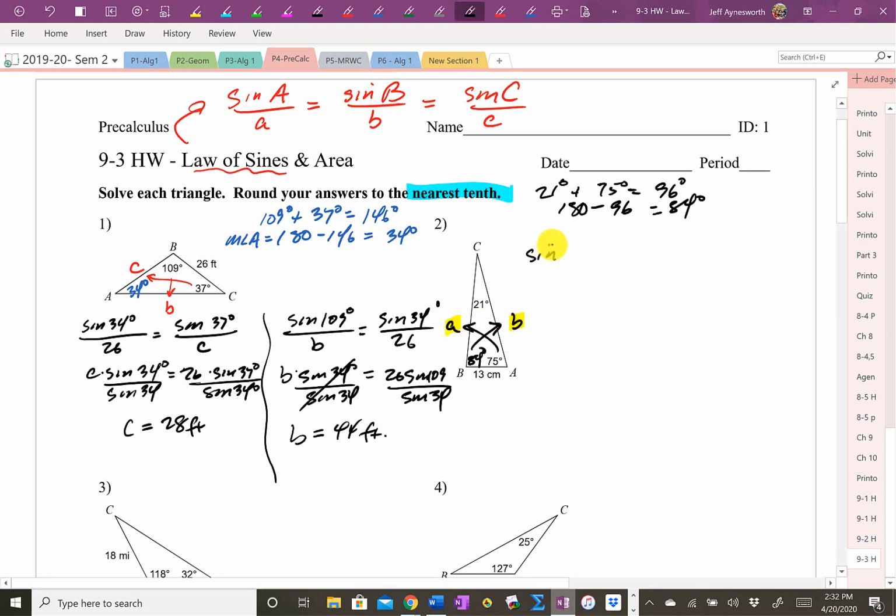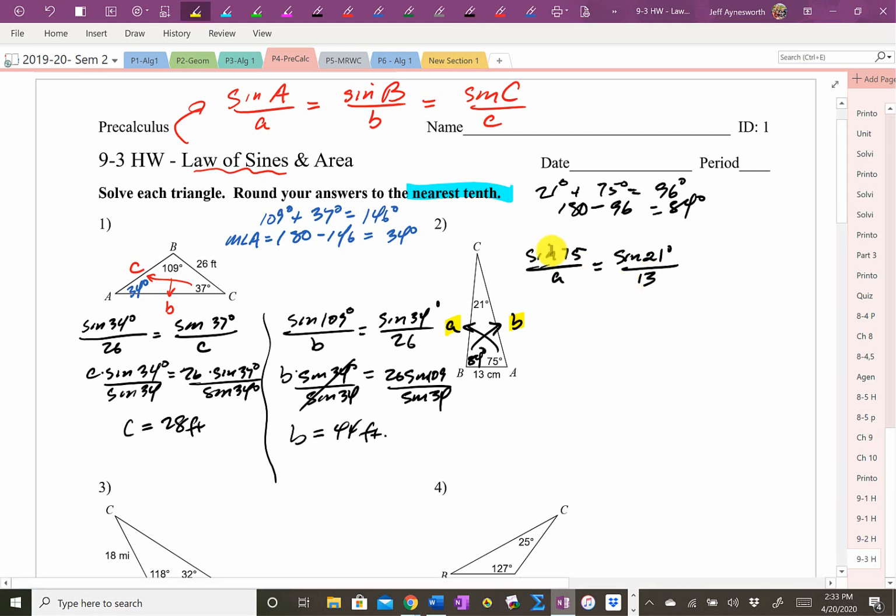Okay, so let's go for it. The sine of 75 to a equals the sine of 21 degrees to 13. Now, let me just tell you something. You're in pre-calc, so hopefully you get this here.